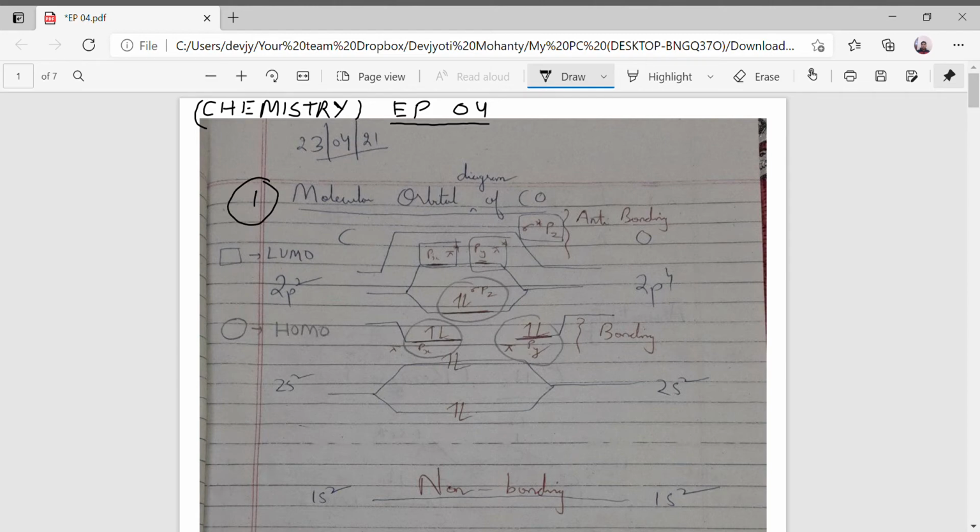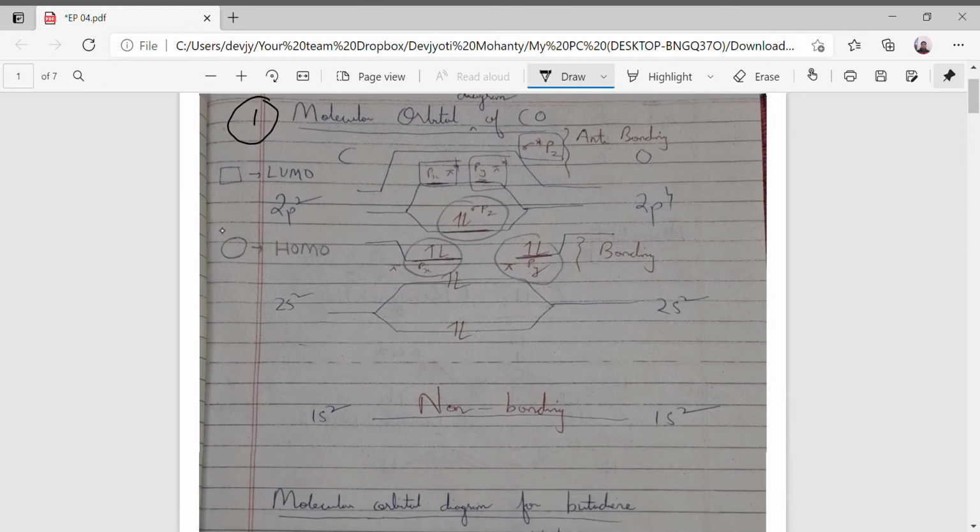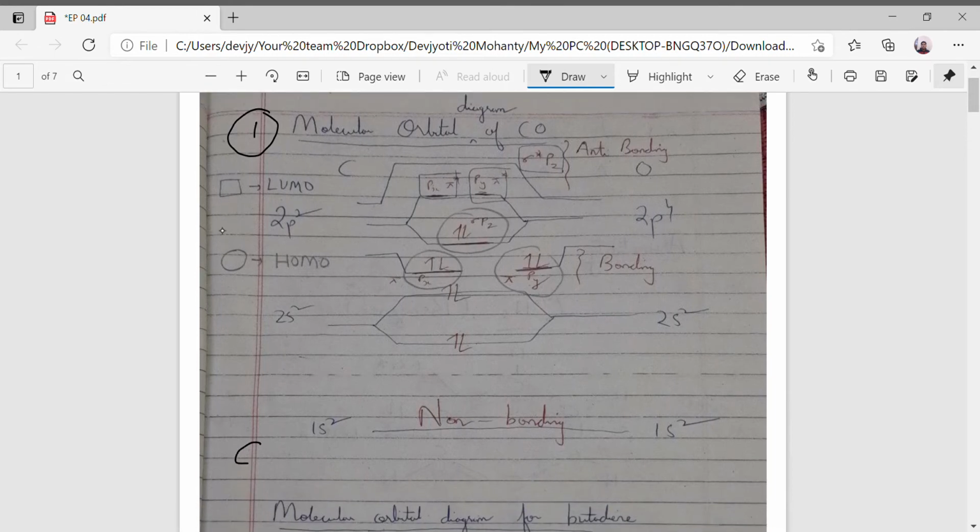So I had written all these in the copy, so it was better to take a snap, convert it into PDF and show. So basically, C has electronic configuration 1s2, 2s2, 2p2, and O has configuration 1s2, 2s2, 2p4.